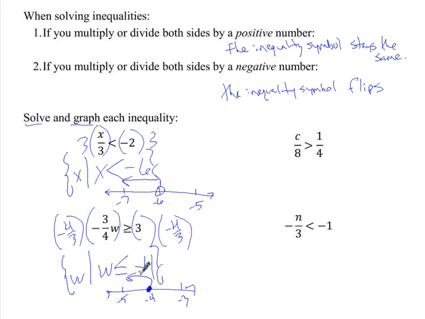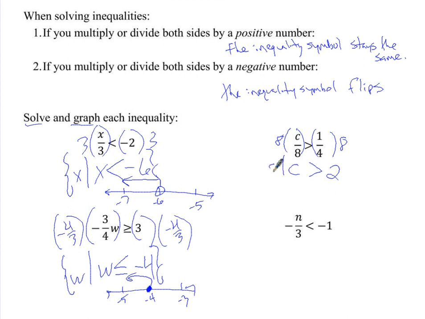All right, the other two are yours. How can I solve that top one in one move? Multiply both sides by 8. Okay, and on the left that gives me C. On the right that gives me 2, once you reduce it all down. And my inequality symbol will be the same. We didn't multiply by a negative, so the symbol stays the same.